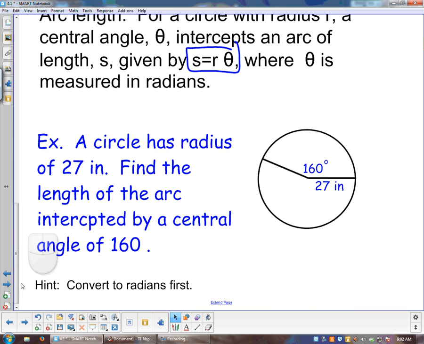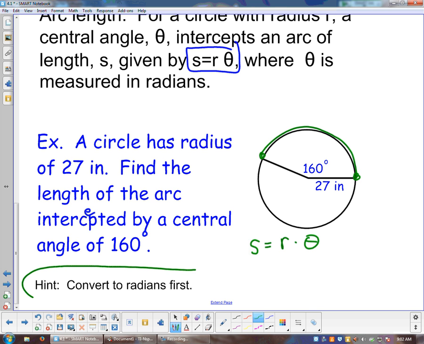A circle has a radius of 27 inches. Find the length of the arc intercepted by a central angle of 160 degrees. All right, so here's our picture, and we're trying to find the length of the arc. So I want to know, what is this arc that's been intercepted by this 160 degree angle? The arc length formula is S equals R times theta. So we're going to use that formula, but we must convert to radians first. The formula does not work with degrees, so we have to convert.